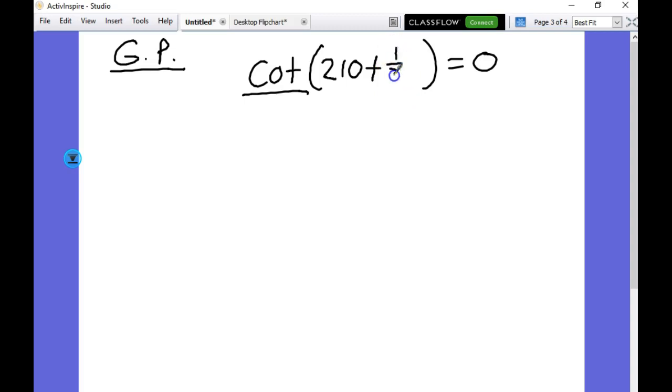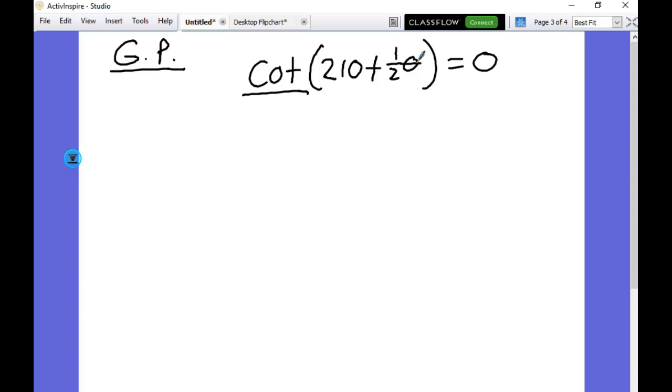Remember how we said that if you multiply by a number like 2 or 4, it compresses it, but if you have a half, it stretches it. Now let me ask another question. Cotangent from 0 to 360 probably equals 0 twice, right? Because of this stretch, am I going to gain solutions or lose solutions? You're going to lose solutions.